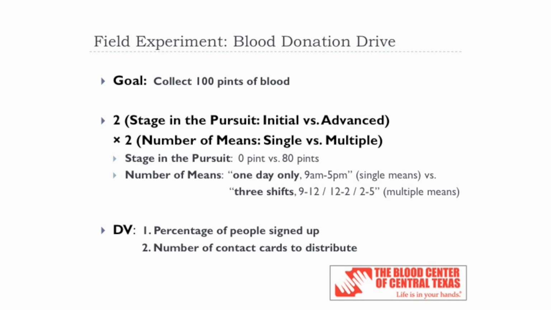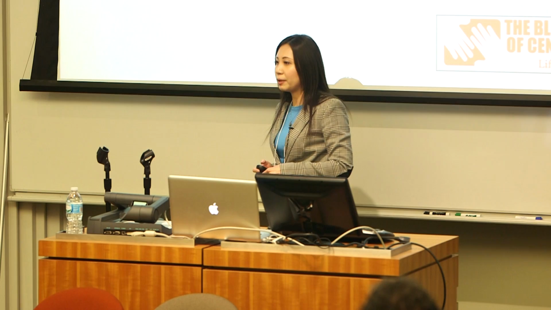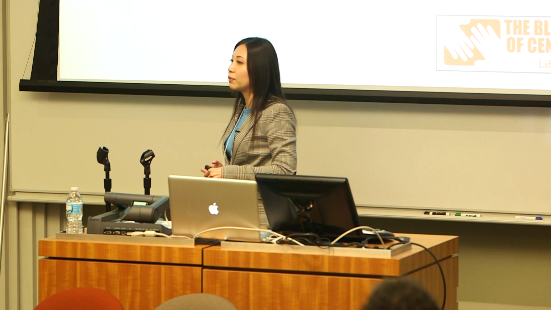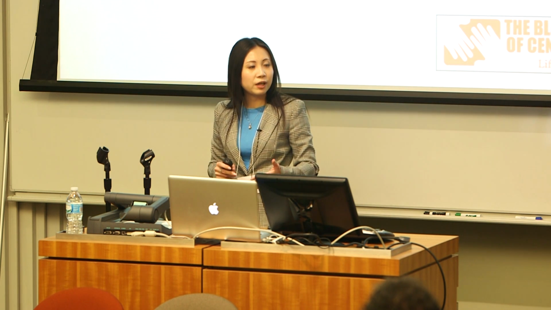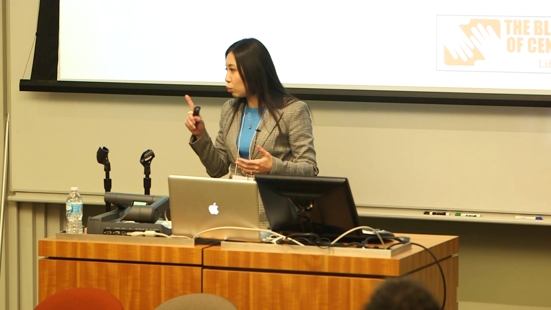To manipulate the number of ways to donate, this is what we told them. For a single way condition, we told them the campaign is 1 day only. You have only 1 day to do so, and the campaign will be from 9 to 5. So people are under the impression that there's one way to donate blood.